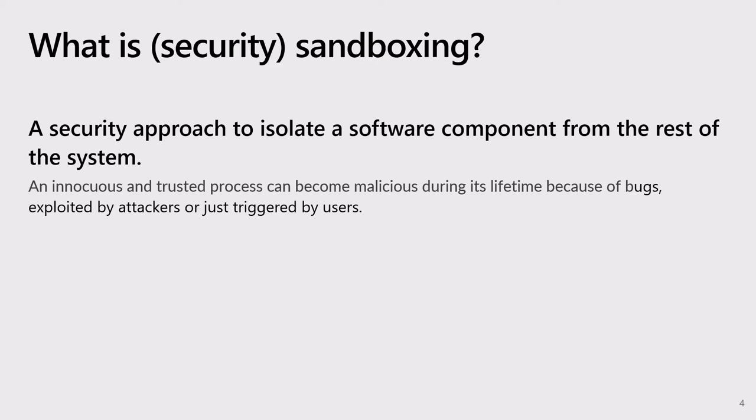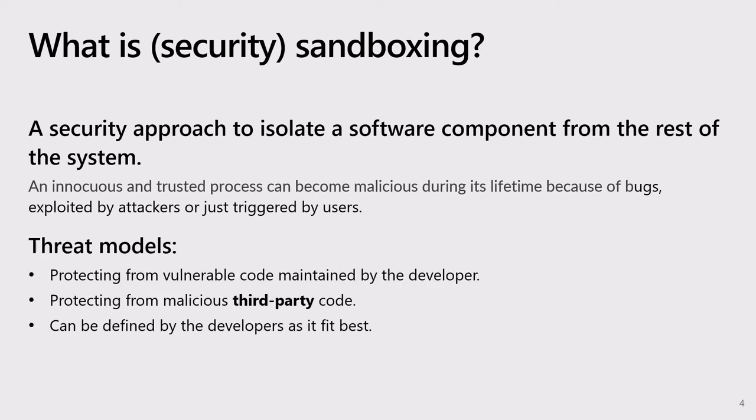Indeed, an innocuous and trusted process can become malicious during its lifetime. The threat models are first to protect from vulnerable code maintained by the application developer, but also to protect from malicious or vulnerable code from third-party code. And finally, the threat model can be defined by the developers as it fits best.